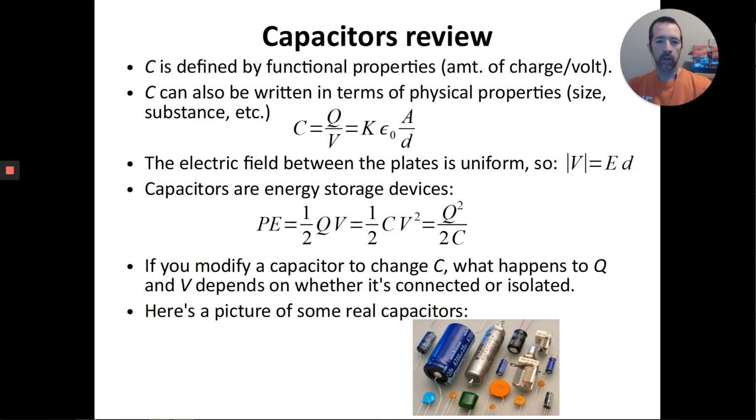For an idealized capacitor called a parallel plate capacitor, this formula also applies. K is the dielectric constant of whatever we put between the plates. Epsilon naught is a universal constant. A and D are the measurements of a capacitor. So A is the plate area, and D is the distance between those plates.